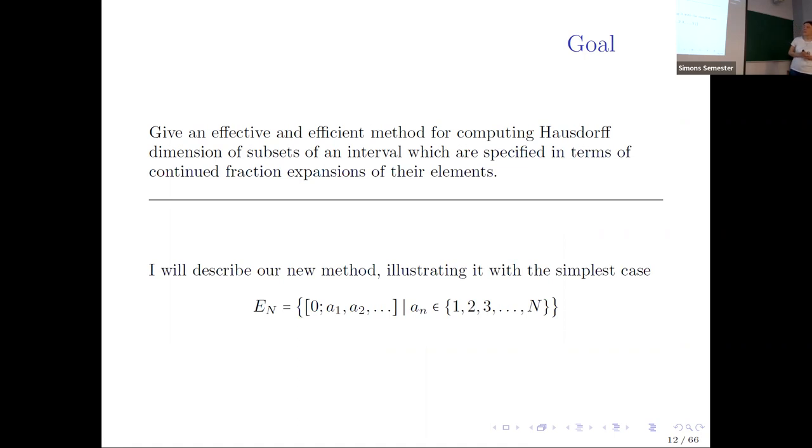I'm going to explain it in the simplest possible setting, which is the Gauss-Kuzmin set with digits 1 to n. But then we will be able to adapt it, and we will see how one can adapt it to much more complicated settings. This I'm still building up.